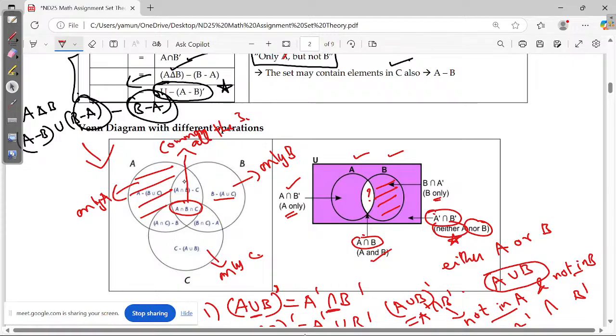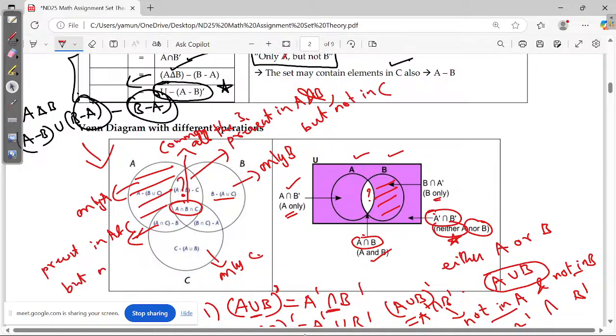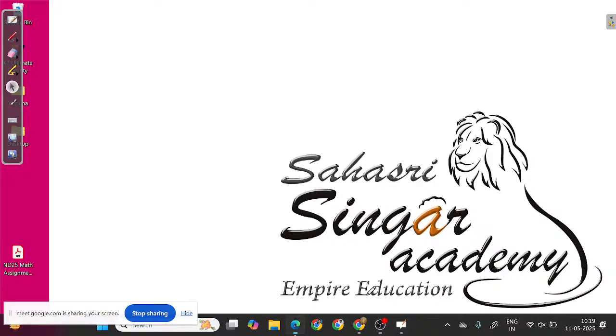Okay. What about this area? A intersection B minus C, which means present in A and B, but not in C. See, whenever you have this minus, it is giving a condition, but it's not present. Okay, so present in A and B, but not in C. Like this, you can write this one. Present in A and C, but not in B. That's it. Likewise here, present in B and C, but not in A.